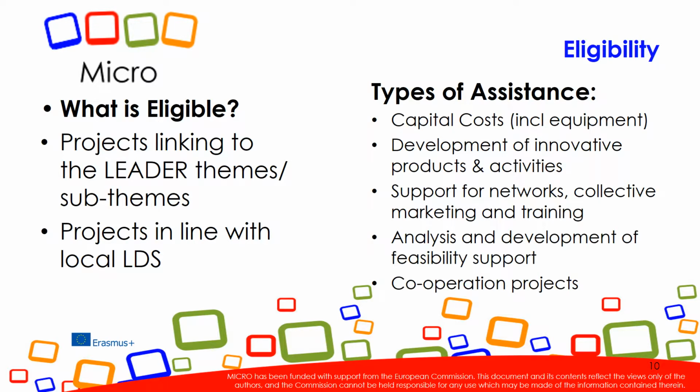When we consider what is eligible, we're looking at projects that link to the Leader themes and sub-themes as explained earlier, and also projects that are in line with the strategy, the Local Development Strategy. So we give a list of some of the types of assistance that are eligible. You will see from these that capital costs, development of innovative products, support for networks, for marketing and training, feasibility support, and various types of cooperation projects are eligible for funding applications.